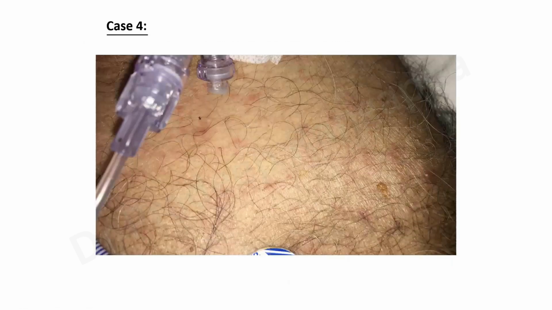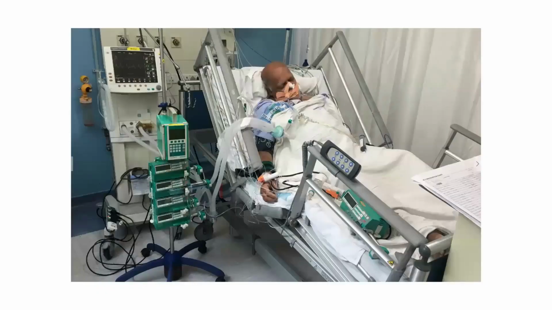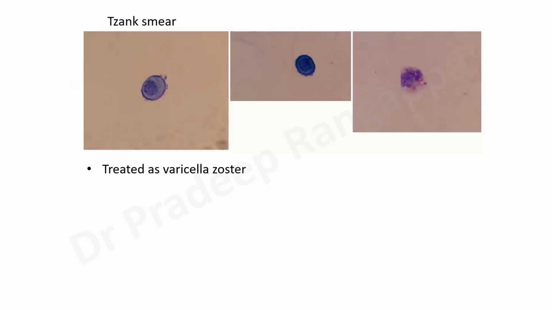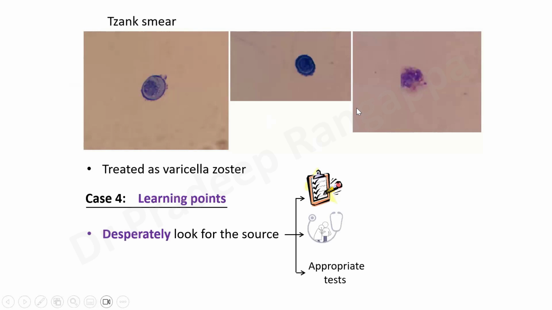So if you see carefully, he had a lot of vesicles on the body. So this was the patient. He was intubated, mechanically ventilated. So the clincher in him was careful examination, systemic examination, dermatological examination, which showed skin manifestation, vesicles. And we did a Tzanck smear, bedside Tzanck smear, because he was very sick. And it came as varicella. So the Tzanck smear was positive, and these were the inclusion bodies that were seen, treated as varicella zoster.